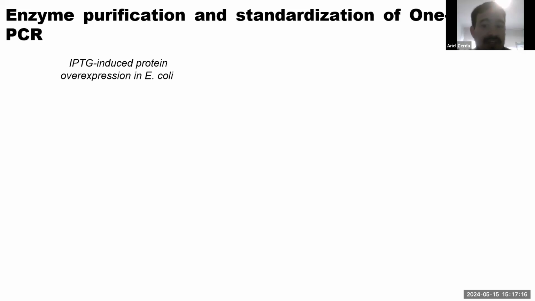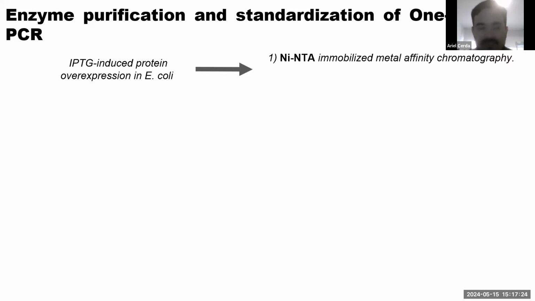Briefly, all enzymes were obtained through IPTG-induced protein overexpression in E. coli and purified using a two-step process. First, we use nickel NTA immobilized metal affinity chromatography, followed by heparin affinity chromatography, leveraging the fact that all the enzymes bind DNA. We then pool the protein-containing fractions and analyze them by SDS-PAGE, where we consistently observe the expected size on the gels.